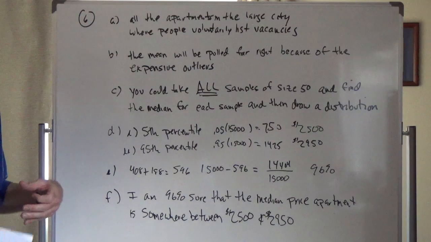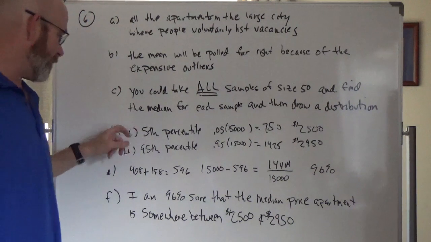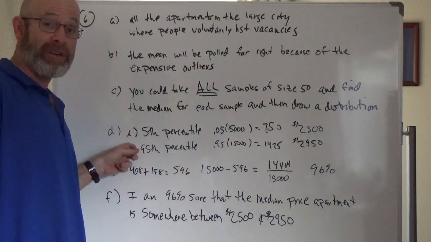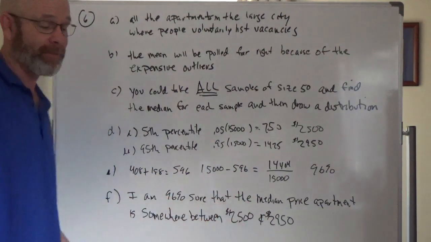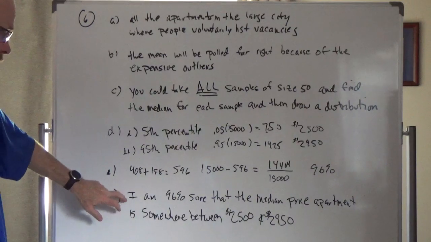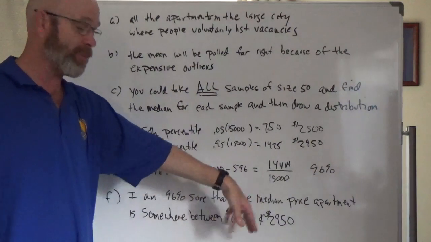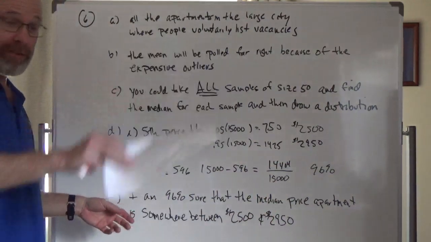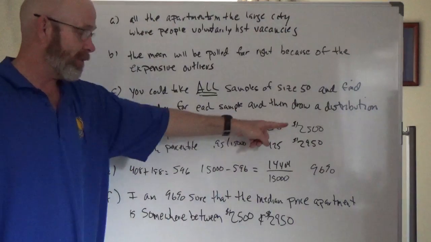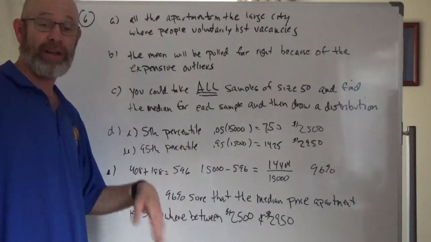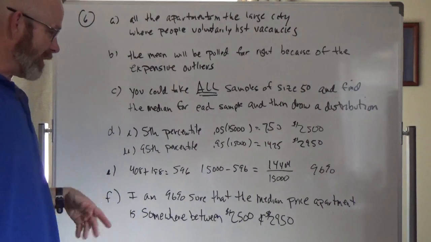So it's not really a 95% confidence level, it's really 96% based on that. And they wanted me to write the interval. So I am 96% sure that the median price of an apartment, based on all these samples, is somewhere between 2,500 and 2,950. That's kind of the process for having to do this.